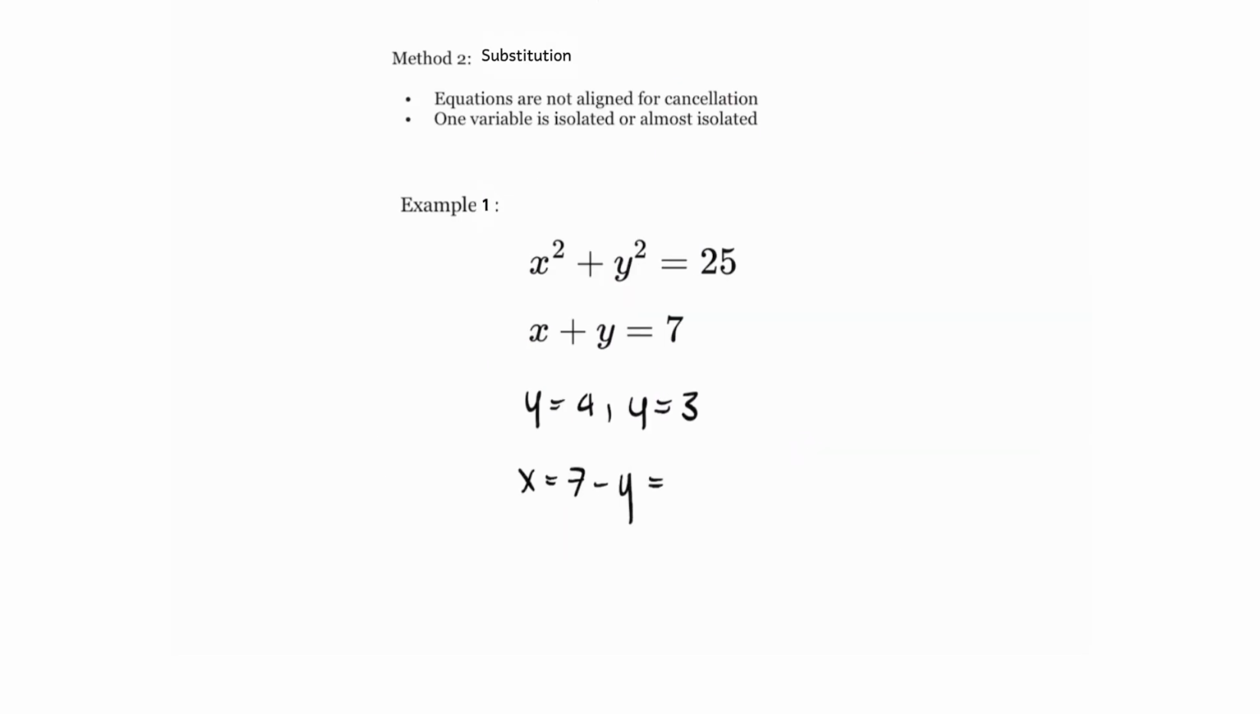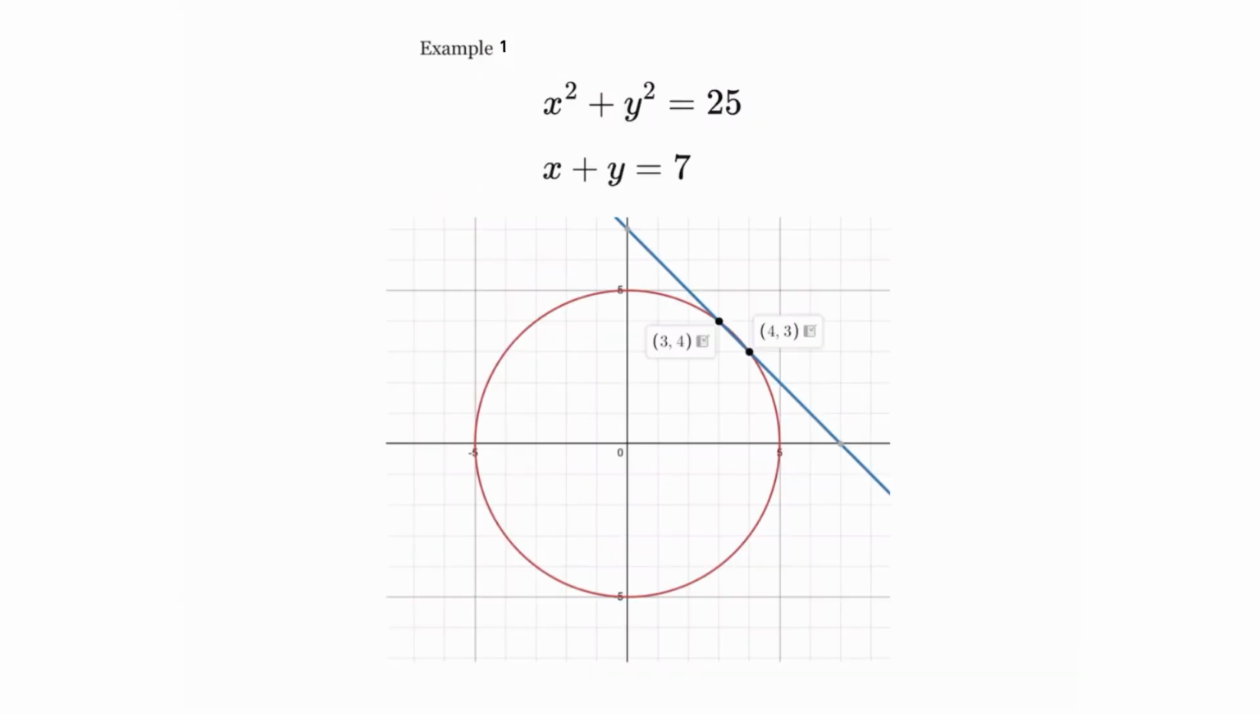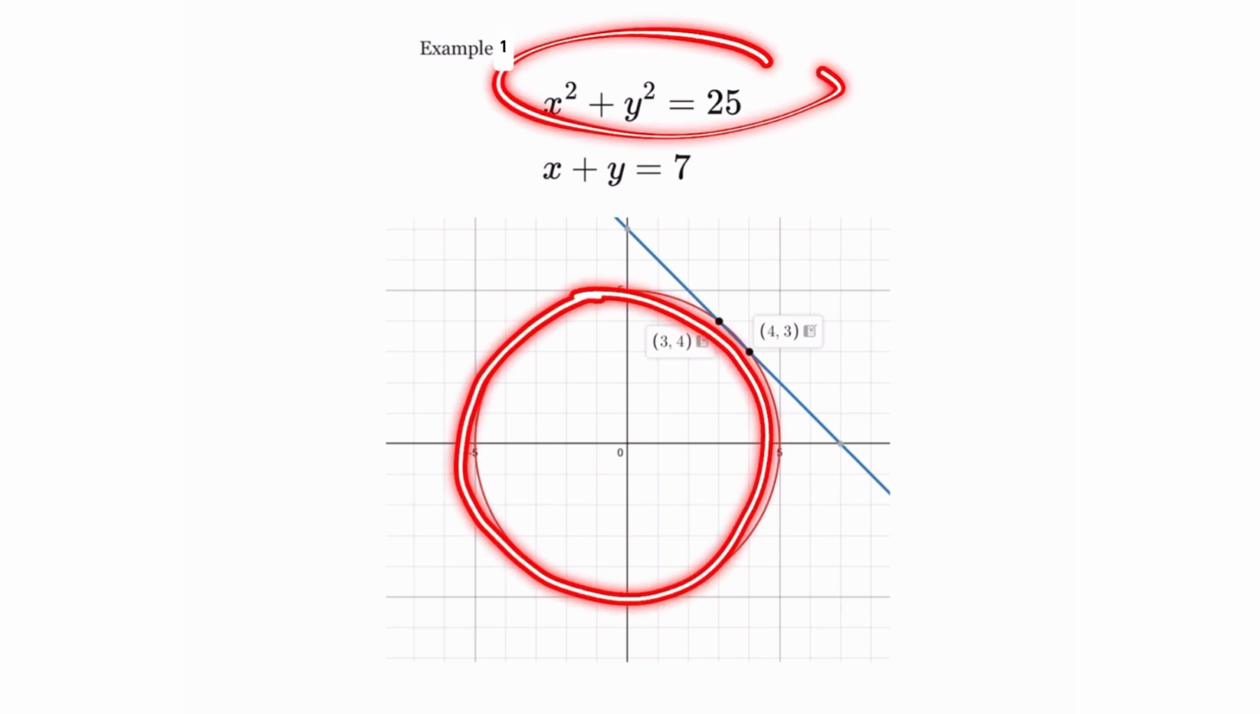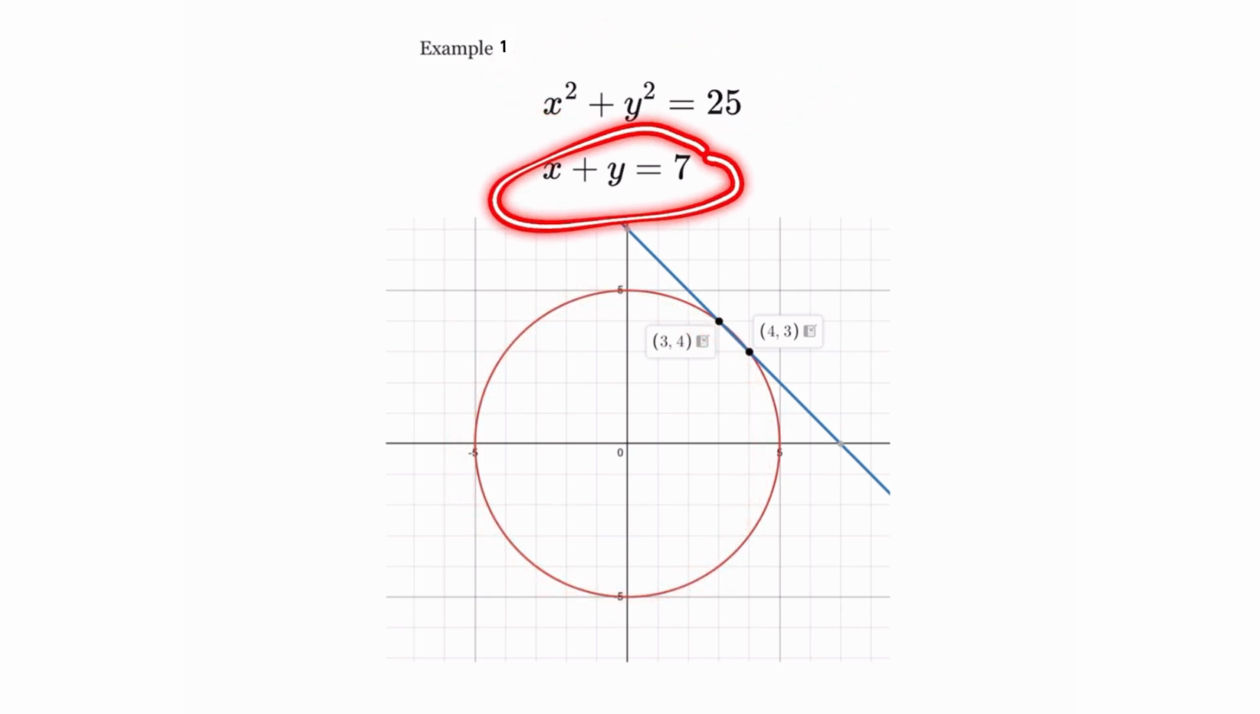And now to find our x values, we simply plug these y values back into that simple x equation. So for y equals 4, we get x equals 3, and for y equals 3, we get x is equal to 4. So those become our two coordinates, or our two answers for this problem. Now again, I'm showing you what this looks like on a graph. Here it's a bit simpler, right? Because we have this circle as a first equation, but the second equation is a linear equation. It's a line. So those are the 2 points that intersect with the circle.